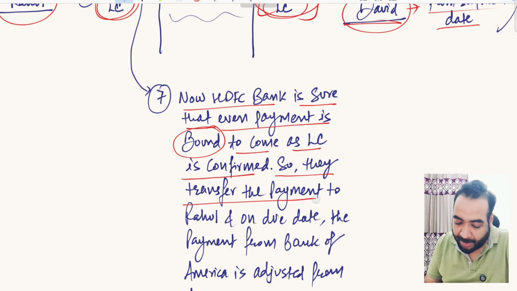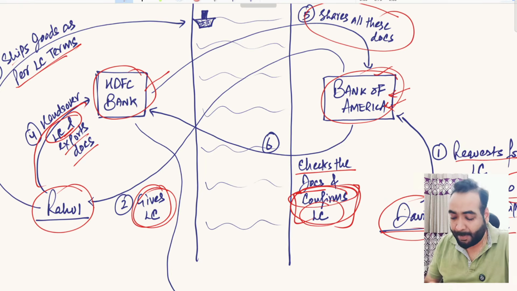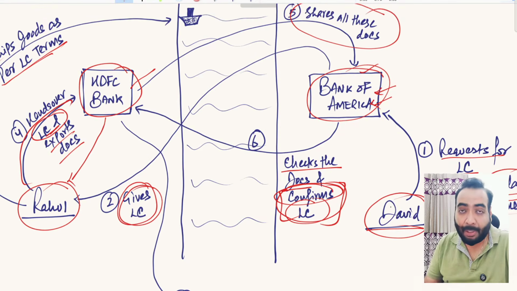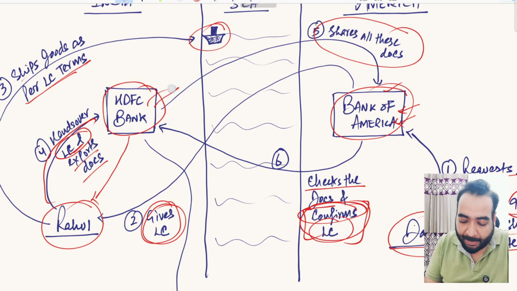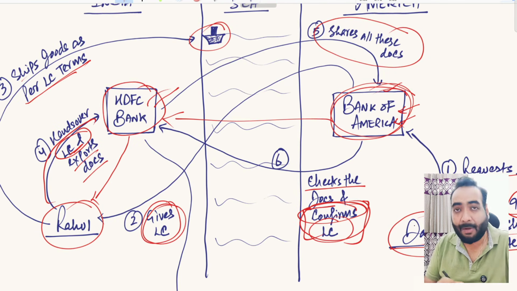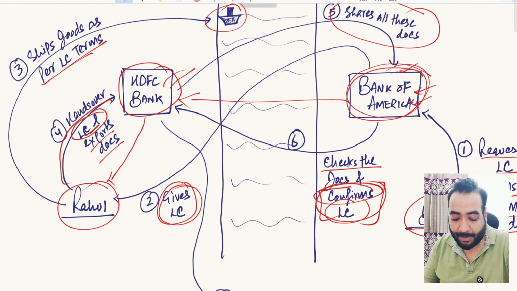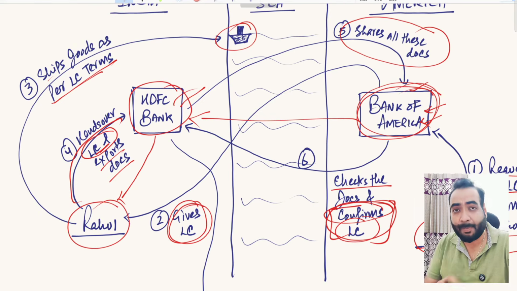So they transfer the payment to Rahul's account. So what will happen? HDFC Bank, post getting confirmation from Bank of America, will credit the amount to Rahul's account, and on due date, which means after 90 days from the date of shipment, will recover back the amount from Bank of America. So that by doing this, the dues of HDFC Bank will get settled, right? And on due date, the payment from the Bank of America is adjusted towards the dues, right? So this is the LC operation which is merged in post-shipment finance facility. We also call it post-shipment finance.